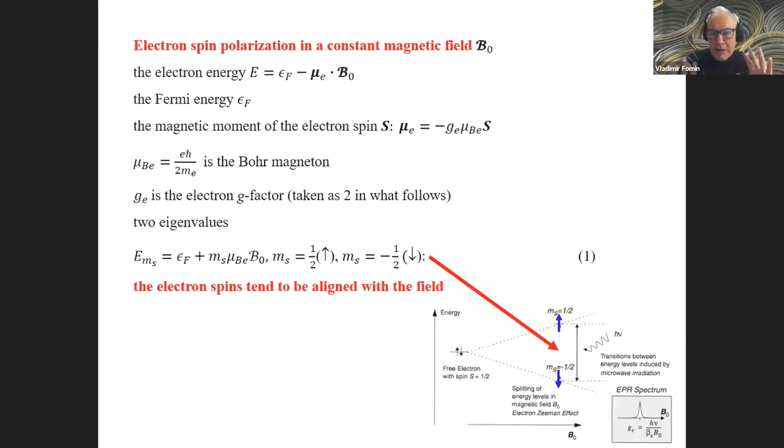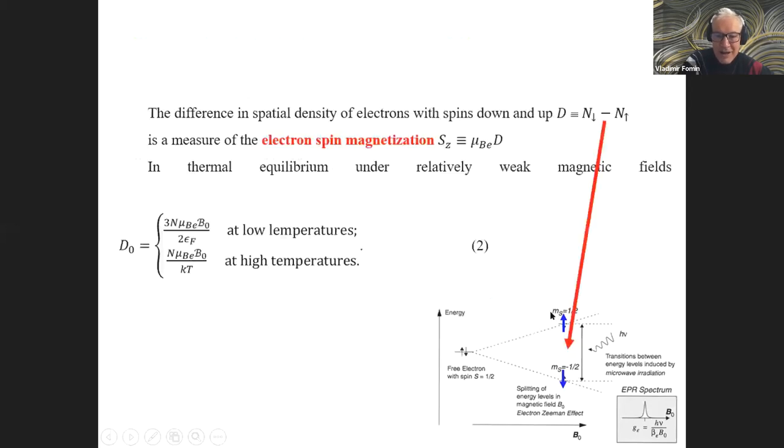So here are some introductory notions which will be used further. Electron spin in a constant magnetic field is characterized by this, I would say, Hamiltonian, with the magnetic moment of the spin electron. And the coefficient here is the electron g factor. This Hamiltonian has two eigenvalues which correspond to spin up and spin down. And because of this minus sign for electrons, spin down has lower energy and spin up has higher energy.